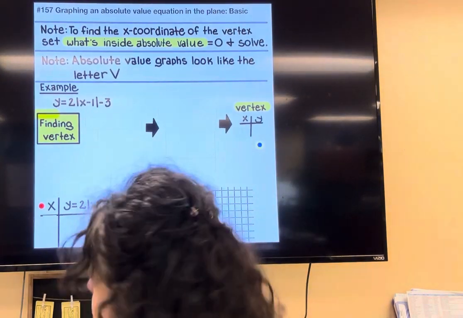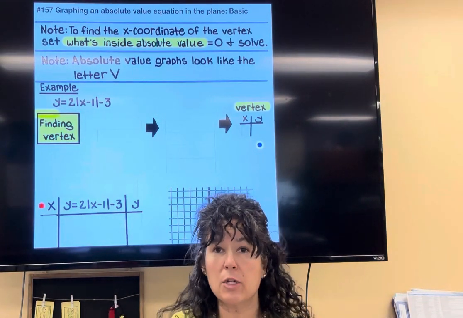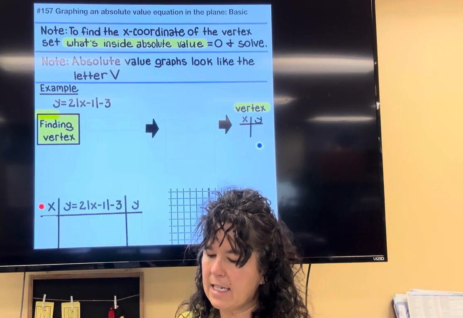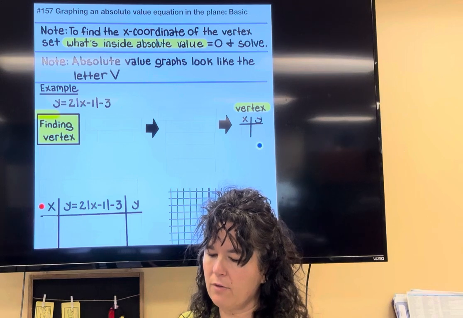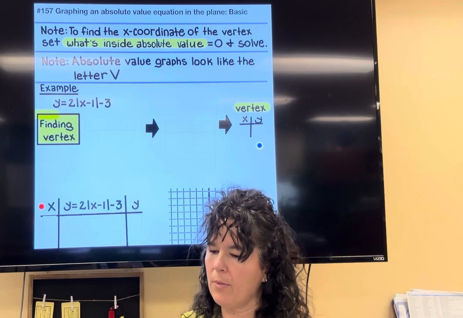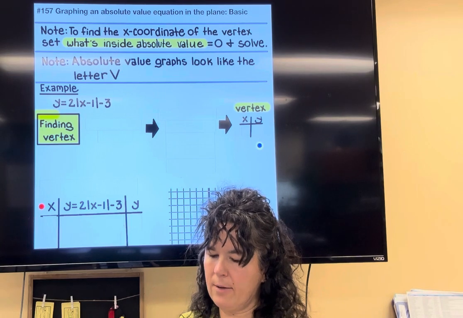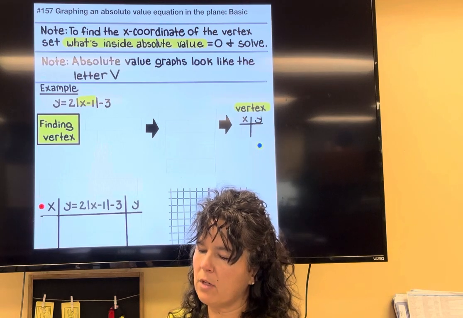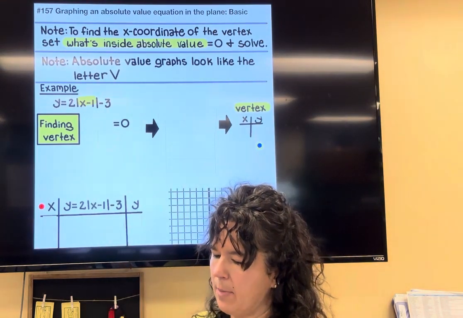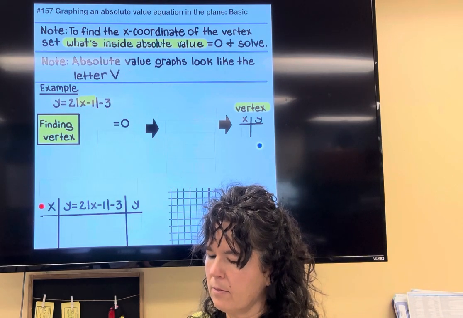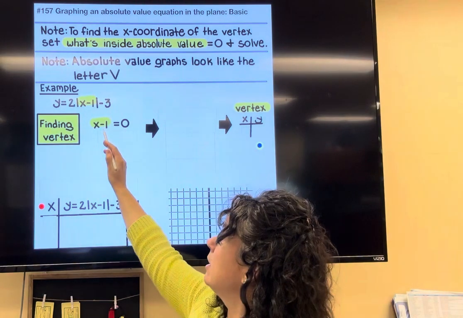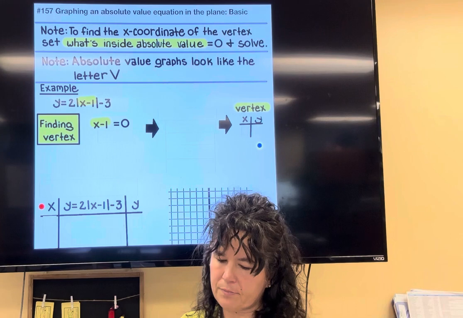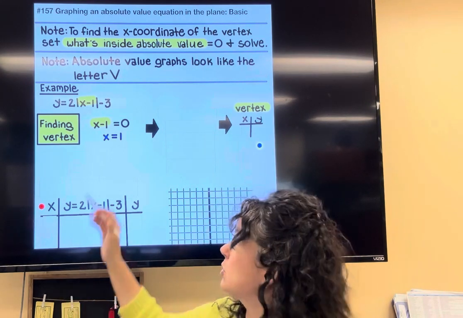To find the vertex, the most important point, we want to immediately set what is inside the absolute value equal to 0. In this particular one, see how I have x minus 1 inside the absolute value? So I'm going to take that x minus 1 and set it equal to 0. I add 1 to get the x by itself, and I end up with x equals 1.